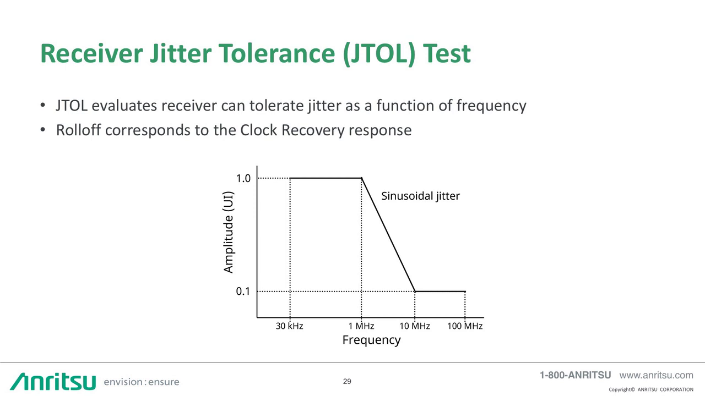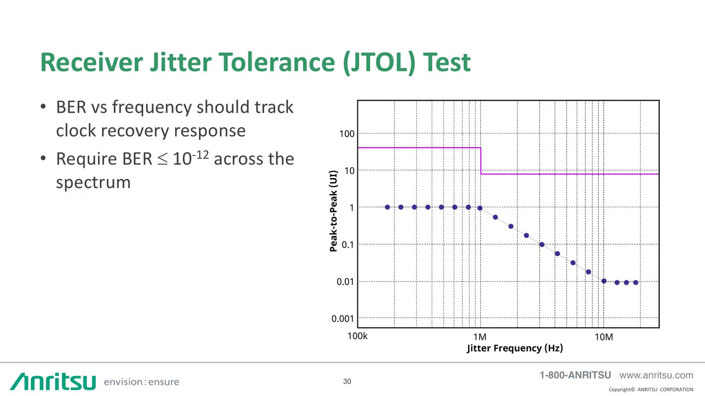High amplitude jitter is applied at low frequencies and low amplitude jitter at high frequencies. The roll-off from 1 MHz to 10 MHz follows the specified clock recovery frequency response. In the JTOL test, the Burt error detector measures the bit error rate across the template of sinusoidal jitter amplitudes and frequencies.